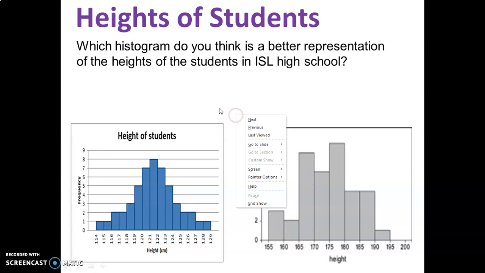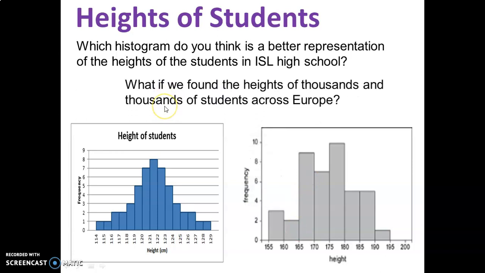But when you have a large sample, for example in this second question, what if we found the heights of thousands and thousands of students across Europe? In that case, you would see something more like this, because height in general around the world is distributed normally, like this. If something is distributed normally, it will have this perfect bell-shaped curve. Whereas if it's not normal, it's going to be a little bit more erratic.